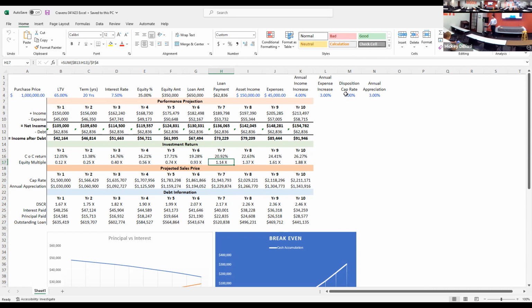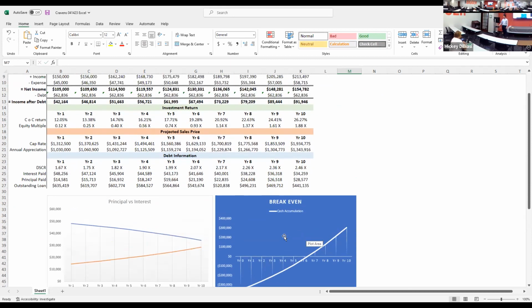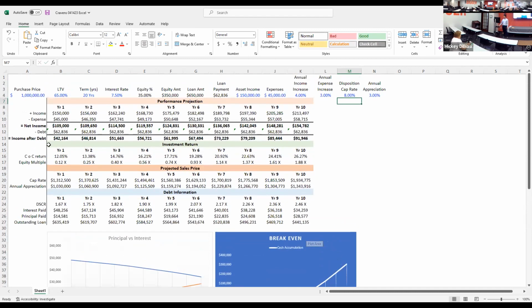Now, if you change this to an 8, you're under 2 million in year 10, right? And then your break even gets a little less. See, come down here. No, that'll fill. Your cash flow still is the same.